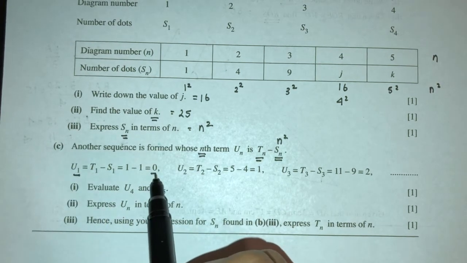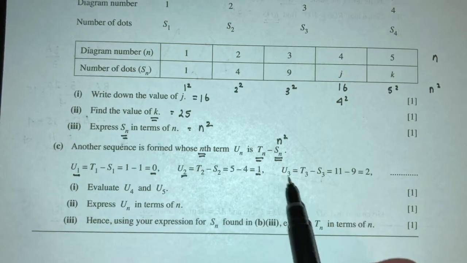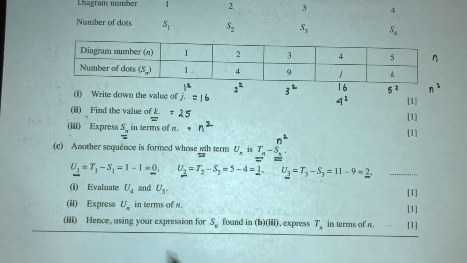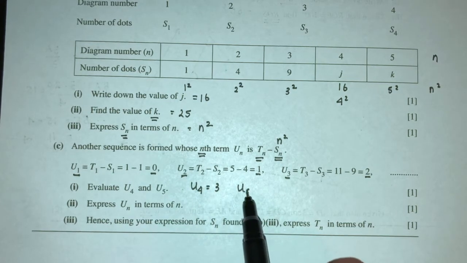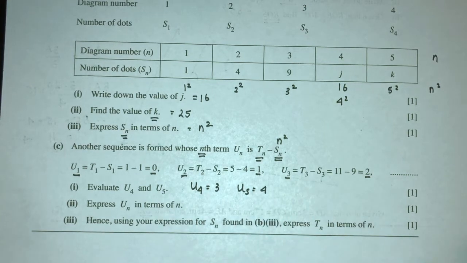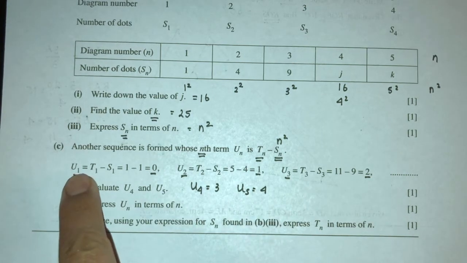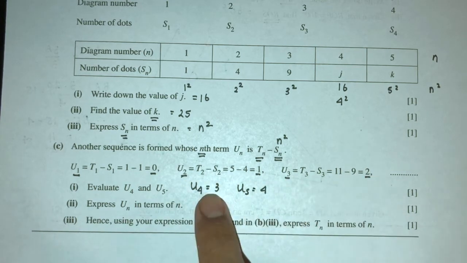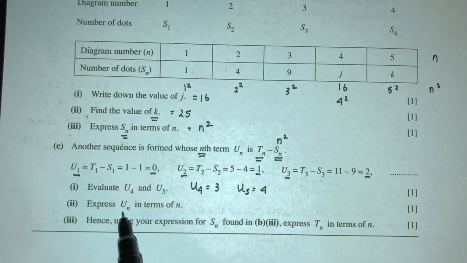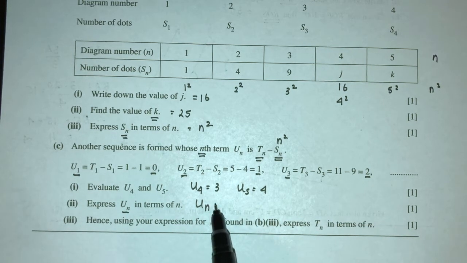U1 is 0, U2 is 1, U3 is 2. Evaluate U4 and U5. Pretty easy. U4 has to be 3 and U5 has to be 4 according to the sequence, right? Because 1 becomes 0, 2 becomes 1, 3 becomes 2, so 4 will become 3, 5 will become 4. Now for this one, pretty easy as well. U of n will be n minus 1, right?